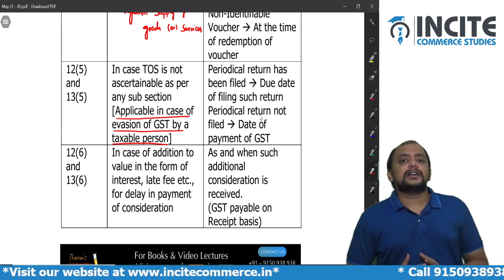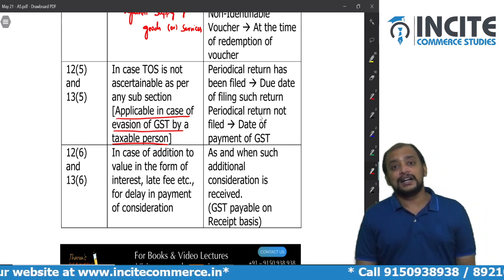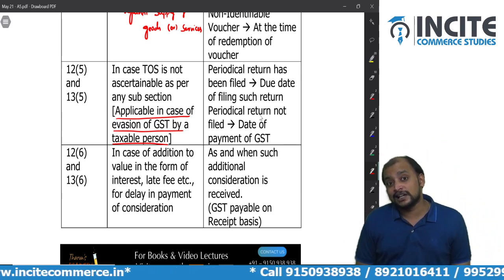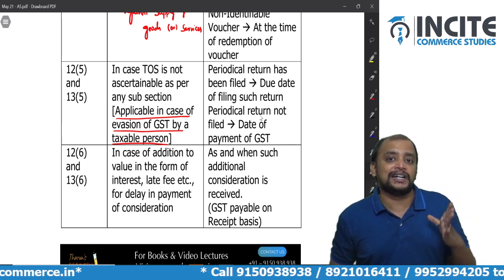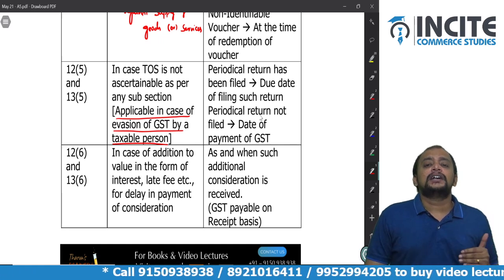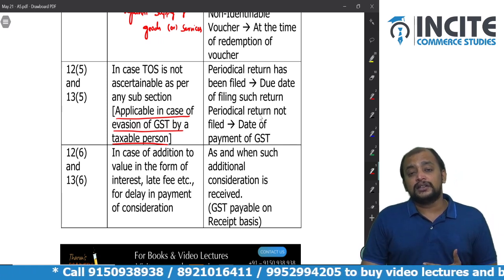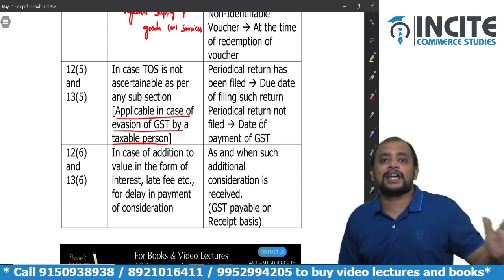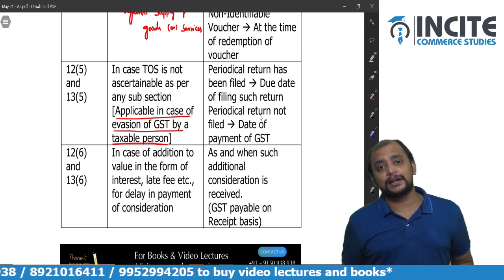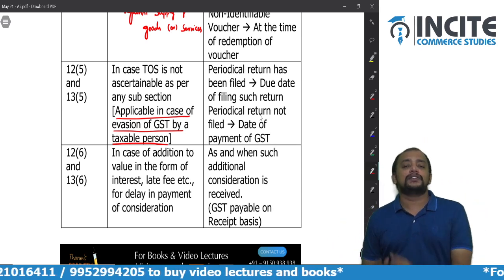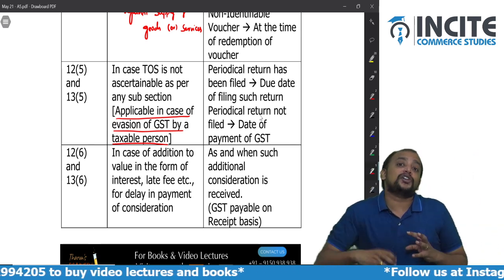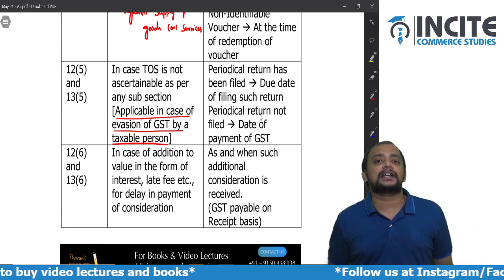If that person is not filing any returns, if he is an unregistered person, he will not file any returns. Then in that case, we need to take the date on which he makes the payment; that itself is the time of supply. Please see, a periodical return has been filed. Who will file a periodical return? Only a registered person. Then the due date of filing such return will be taken as the time of supply. If a periodical return is not required to be filed, the date on which he makes a payment will be taken as the time of supply.